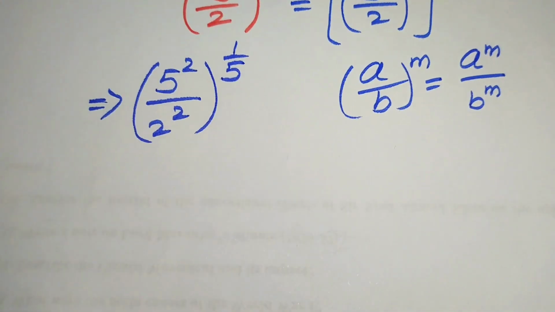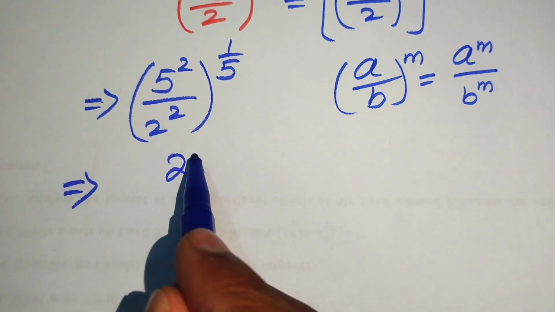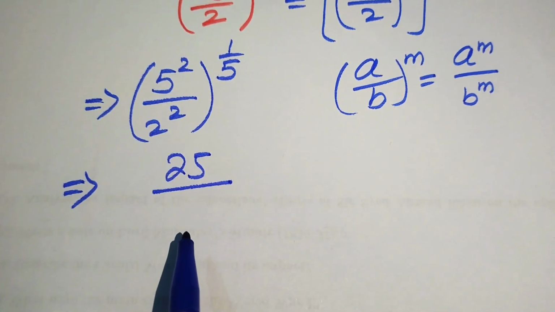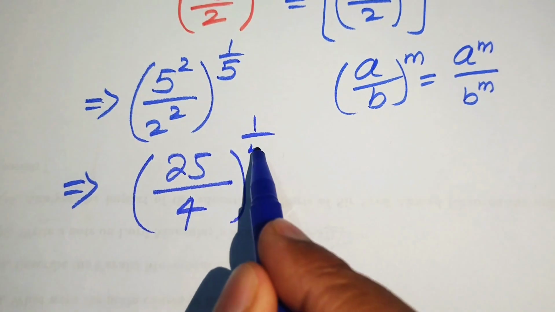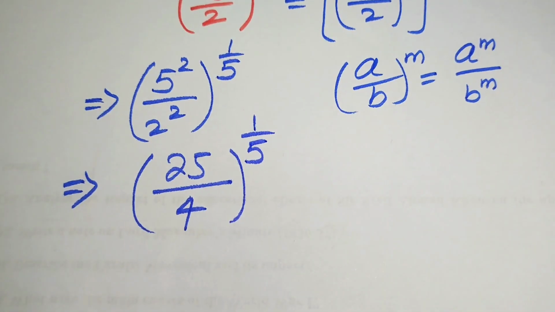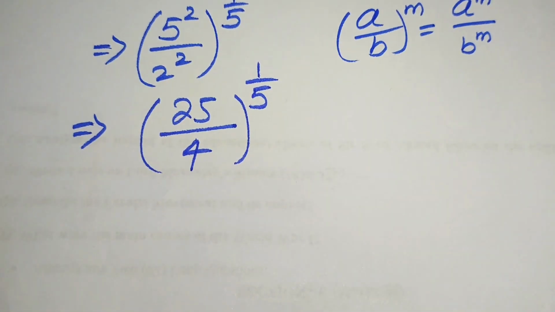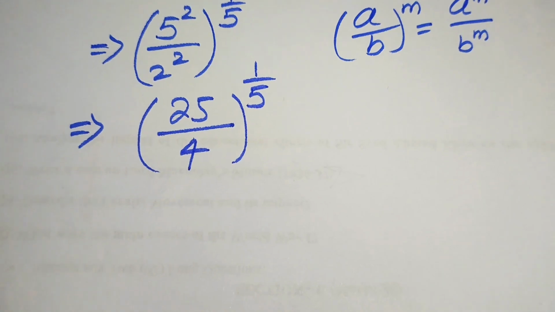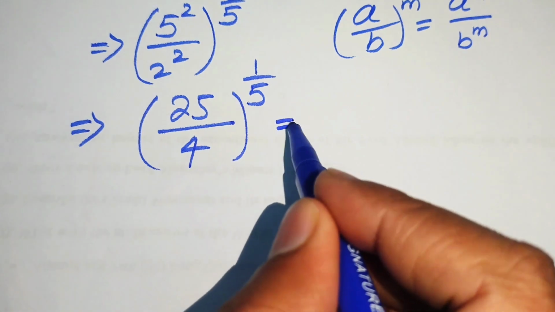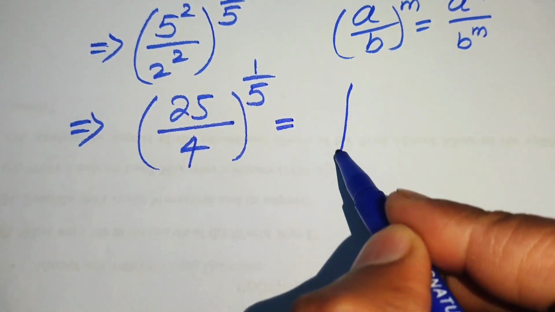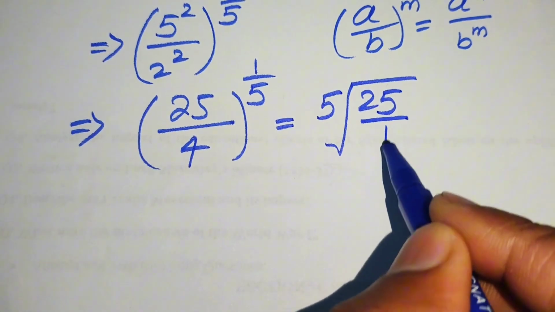Okay, so further we have 5 squared, which equals 25, and it is divided by 2 squared, and 2 squared equals 4, and its whole exponent is 1 over 5. So here we write this exponential form into the radical form. Now we write this 1 over 5 as the fifth root of 25 over 4.